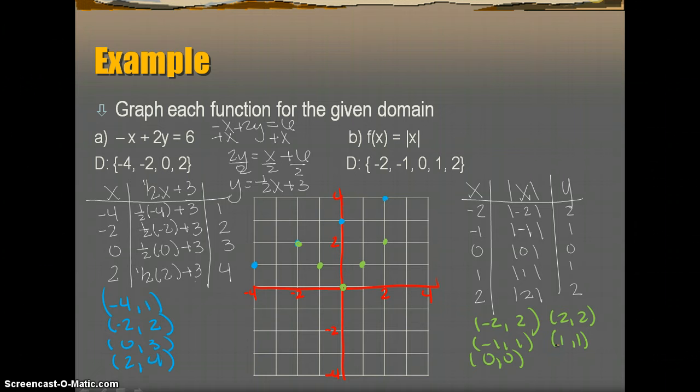You should notice that the first one, the one in blue, makes a nice line, while the second one made a V. Okay? So again, when you're doing these, you will start by solving it for y if it's not pre-solved for y. Then you're going to start building a t-chart. Then you're going to fill in your t-chart and then graph the points.